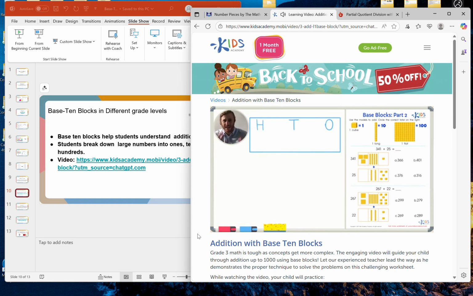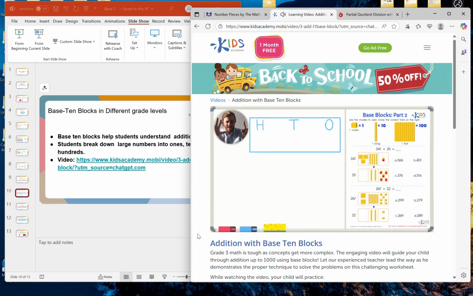Now, let's count each place separately. First, in the number 341, I know that there's 1. We see 1 cube, just 1, only 1. In the number 25, there are 5 ones, and we can see that because there are 5 cubes. 1, 2, 3, 4, 5.